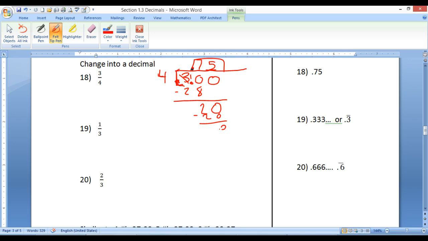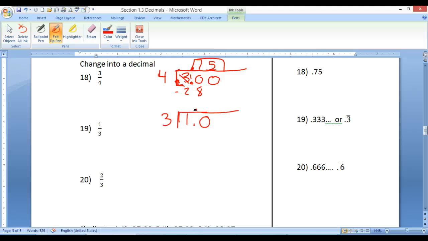Okay, let's move to the next one. So I have some room. I'm going to come over here and erase this. Okay. And remember, the top number goes inside the division sign. The bottom number goes on the outside. Okay, 3 will not go into 1. So again, I give myself a decimal and a 0. And then I put the decimal directly above when I start working through this.